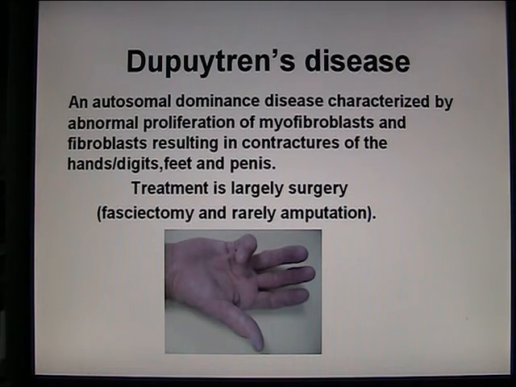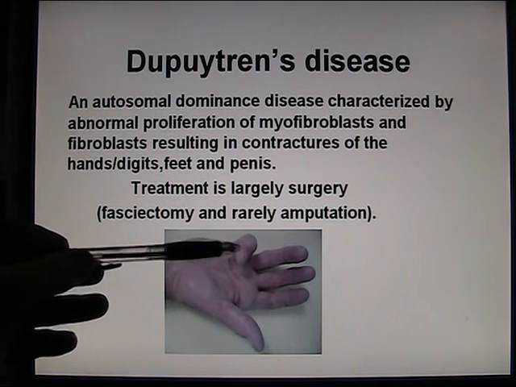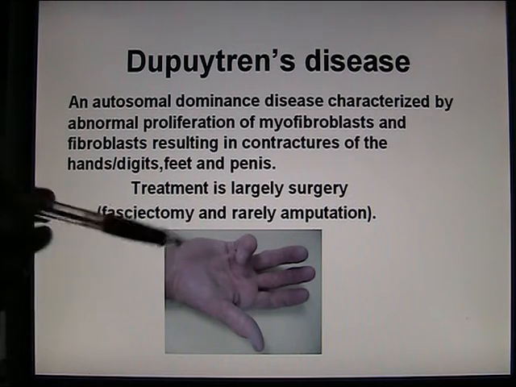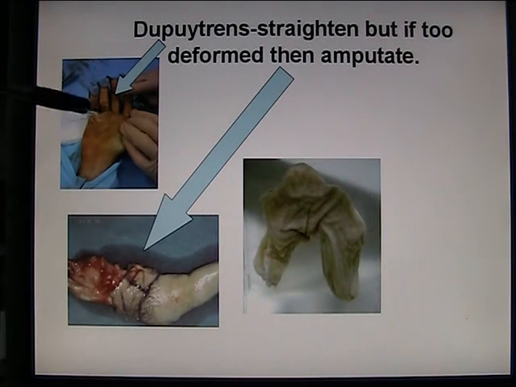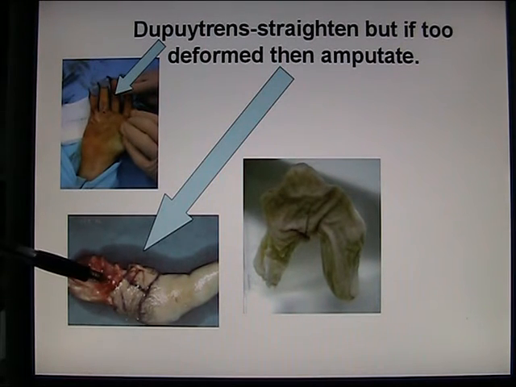Dupuytren's disease, autosomal dominant, abnormal proliferation of the myofibroblasts of the palm, causing cords, bands, and deformity of the digits. Treatment is largely surgical. Excise the bands, sometimes you have to amputate a badly deformed digit, as in this case. Here it is excising the cords or bands. Here this required the excision of the digit.